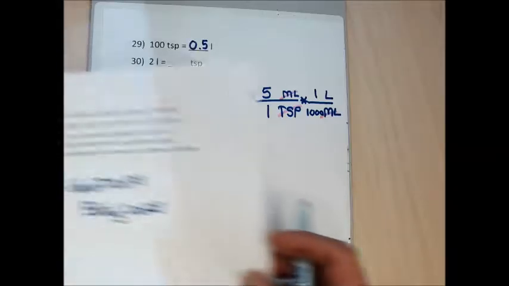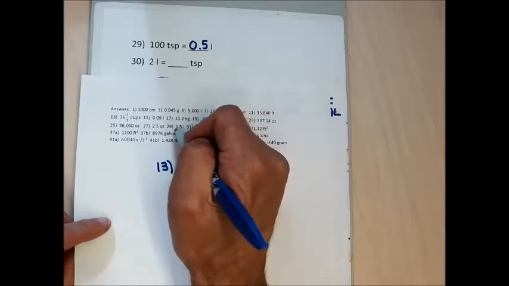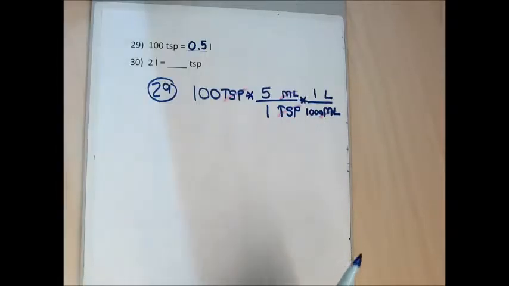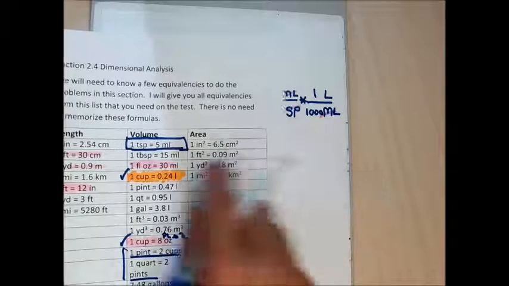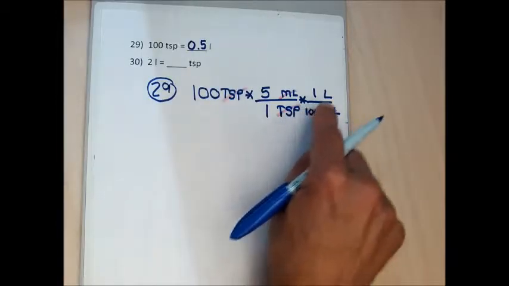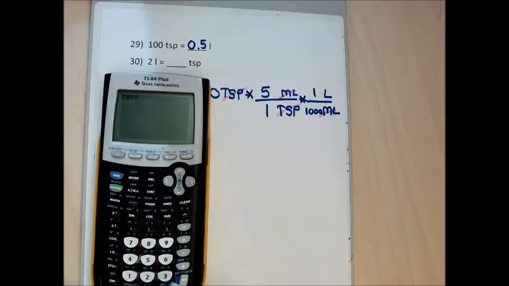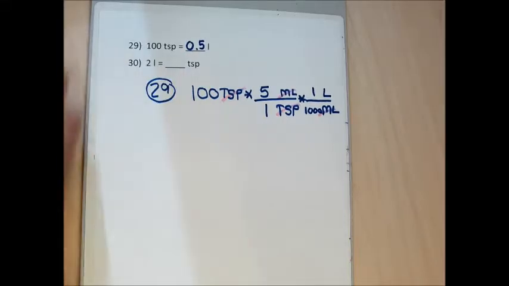on my key, I have 1.5 liters. Let me just make sure I haven't messed up. I think this is just the wrong answer. So I think for 29, it's going to be 0.5 liters, but make sure I haven't messed up yet. I started off with 100 teaspoons. I did 5 milliliters as 1 teaspoon. Seems good. And I did 1 liter as 1,000 milliliters. Let me double check that. 100 times 5 divided by 1,000. This should be 0.5. That's just an error on my key that I'll fix, I guess.